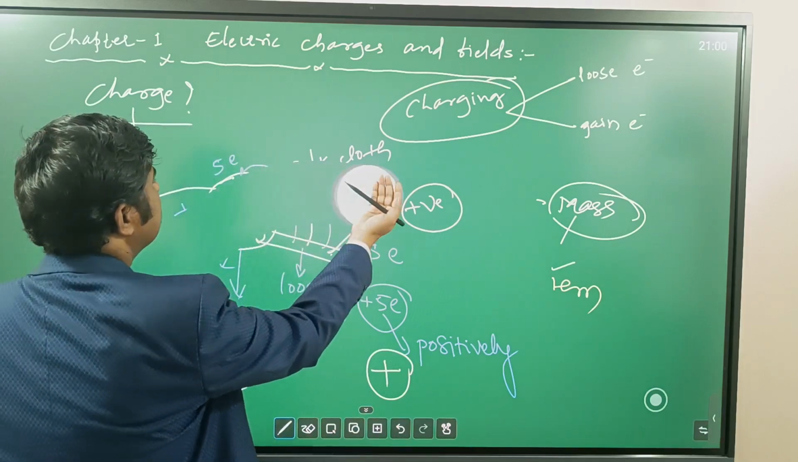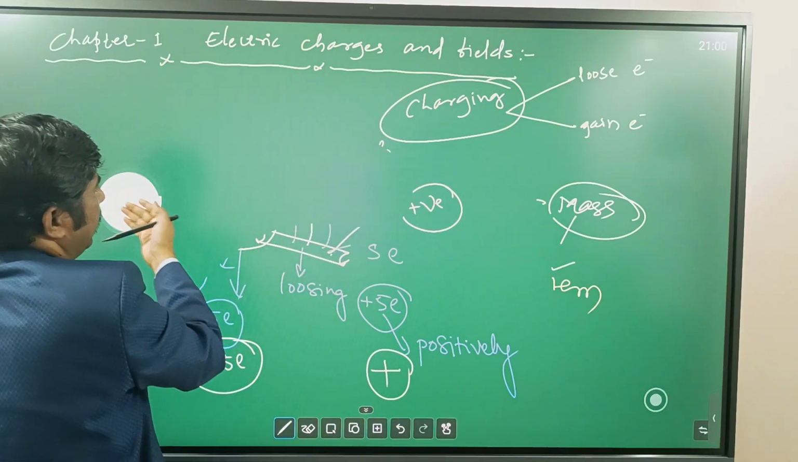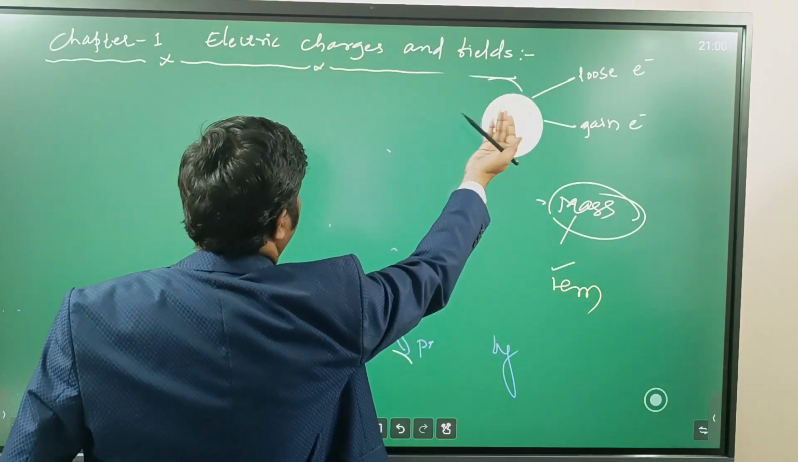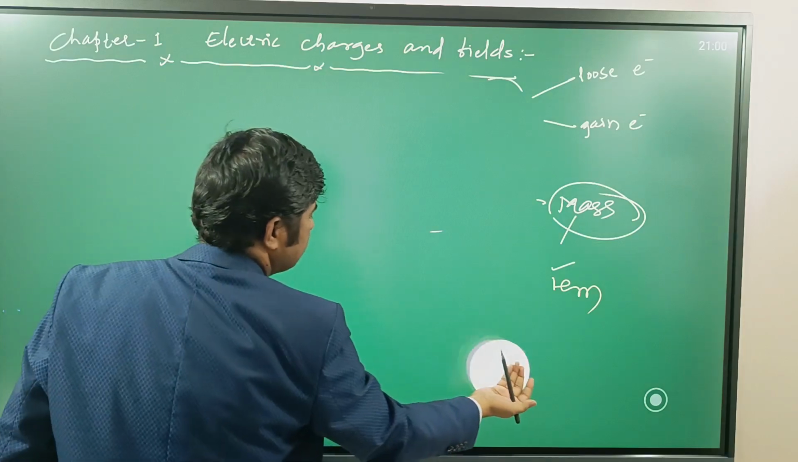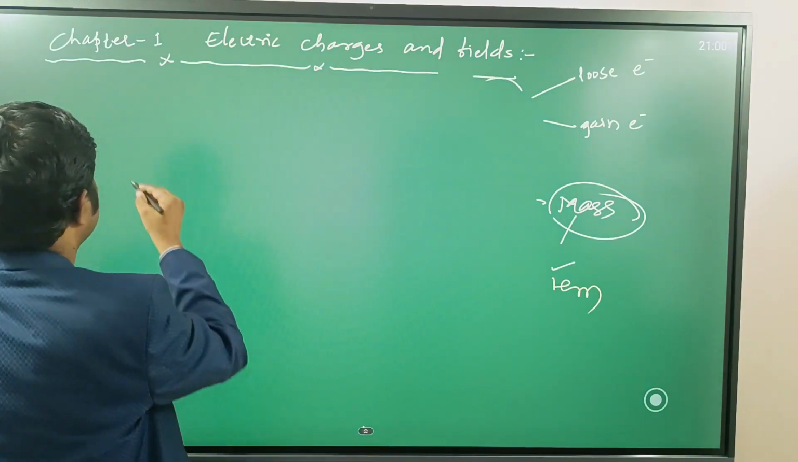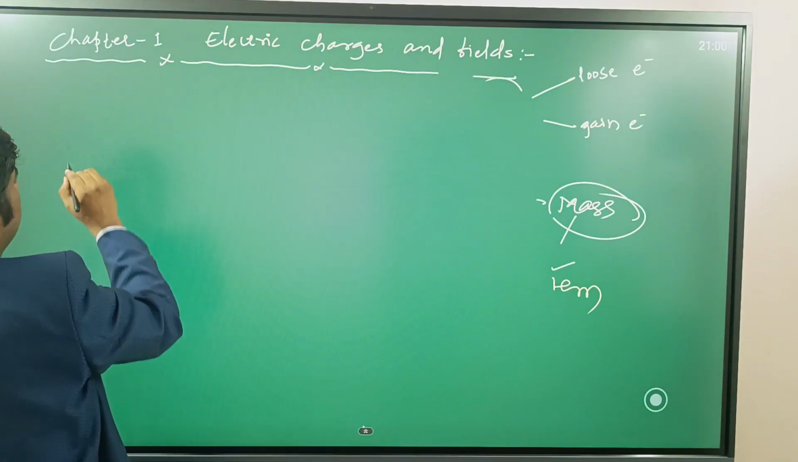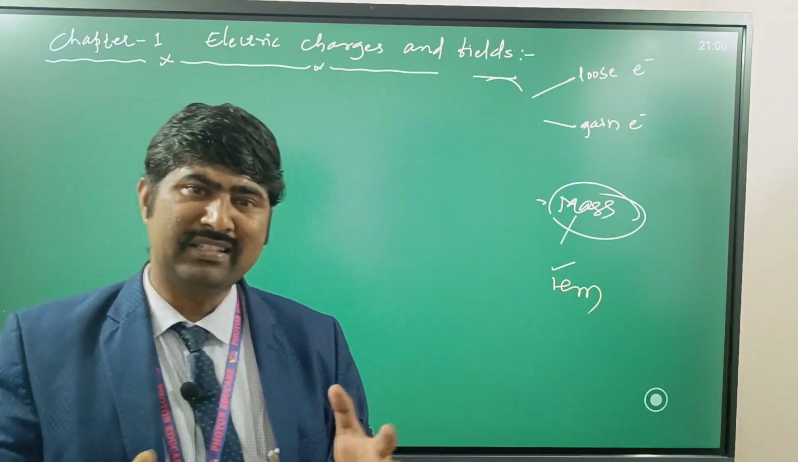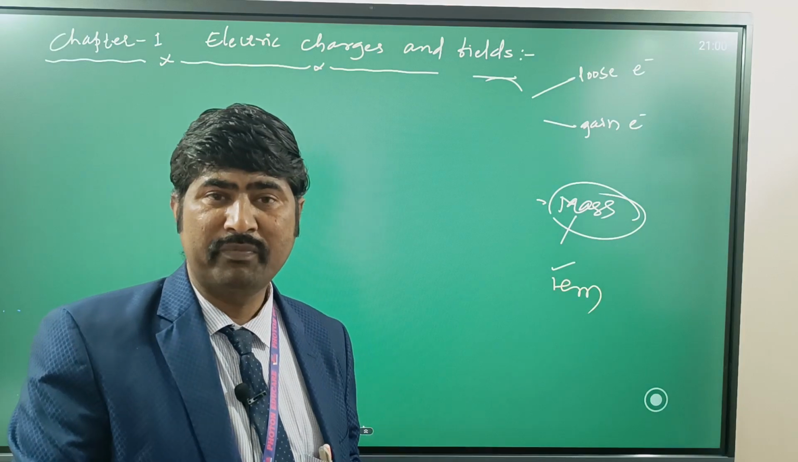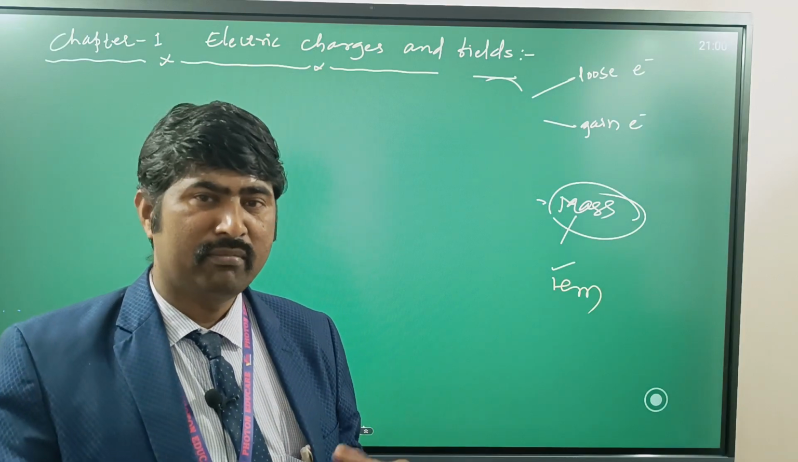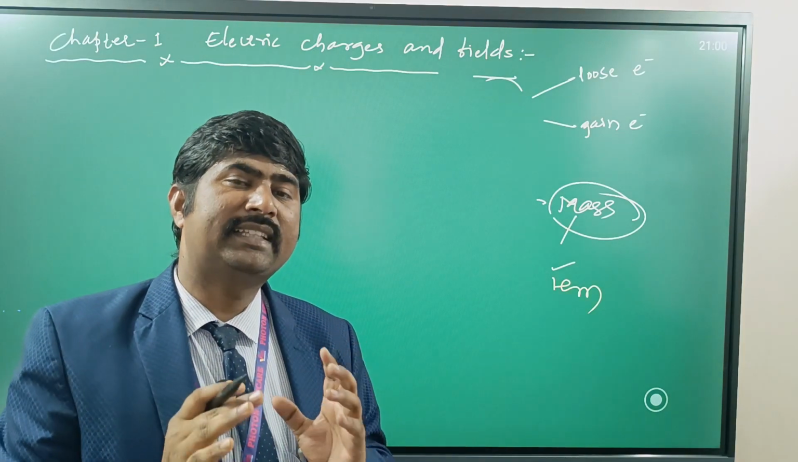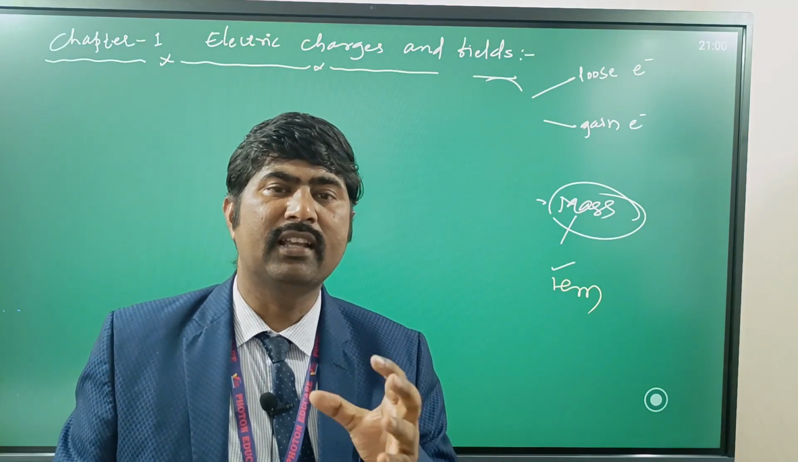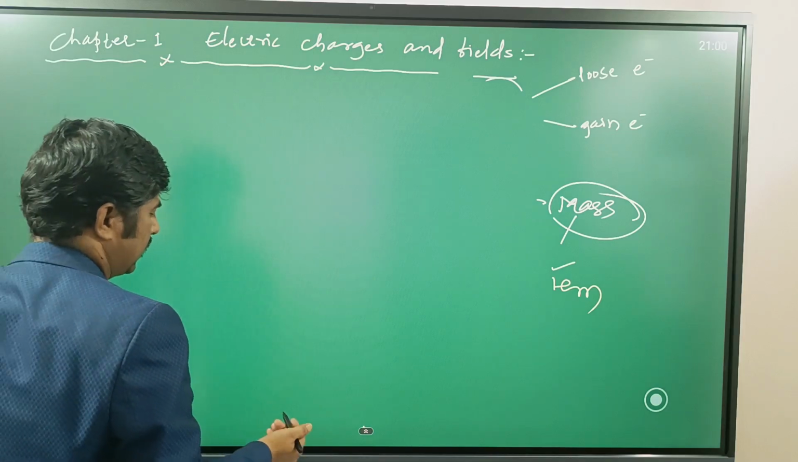Now coming to another aspect. As I told you, charge is an intrinsic or fundamental property of matter. Now how is this charge measured? Water is measured in liters, mass is measured in kilograms, temperature is measured in kelvin. Like that, how is charge measured? Charge is measured in terms of a unit called coulomb.